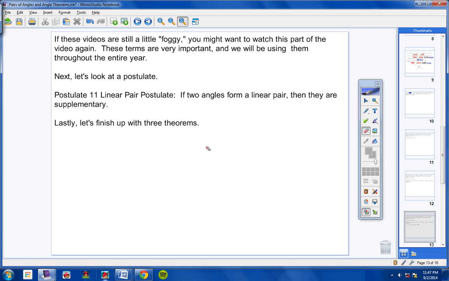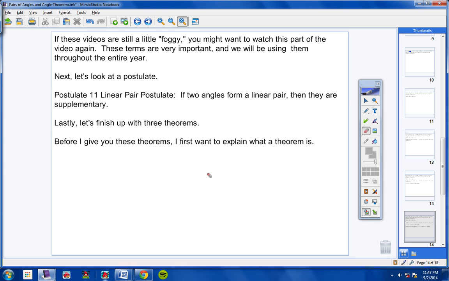Lastly, let's finish up with three theorems. Before I give you these theorems, I first want to explain what a theorem is. You're responsible for this, so copy this in your notes if you would. A theorem is very simply a mathematical truth that has been proven. It doesn't mean we're going to prove every theorem. It just means that it's a truth that has been proven, and we will prove some of them.